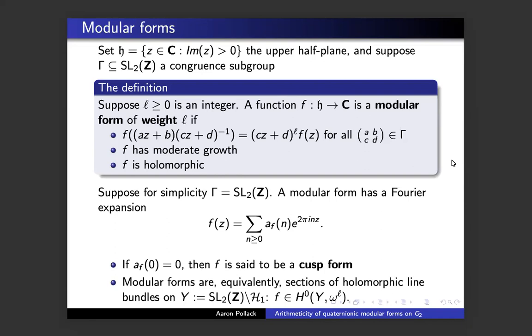So suppose for simplicity that the congruence subgroup Gamma is all of SL2(Z), then you have a simple Fourier expansion. f(z) is the sum of a_f(n) e^(2 pi i n z) over non-negative integers n, and if the zeroth coefficient is 0, then f is a cusp form. And as we know, modular forms you can equivalently think of them as sections of holomorphic line bundles on the space H mod SL2(Z). Here I switched notation from math frak H to math cal H, but this H is just supposed to be the complex upper half plane.